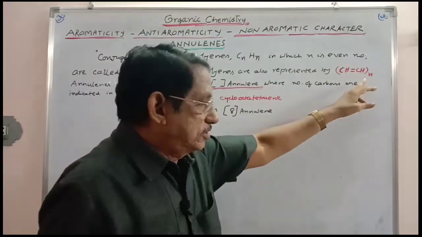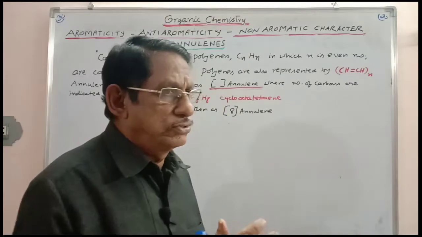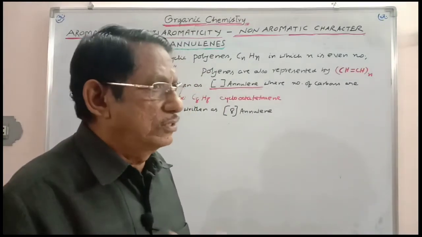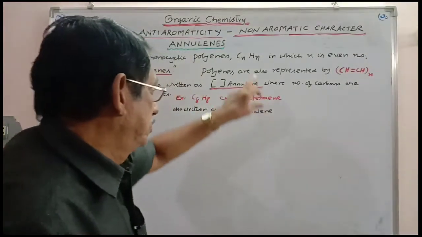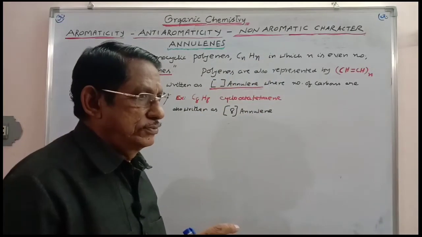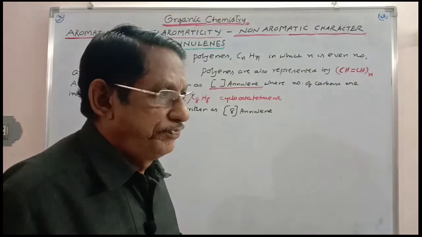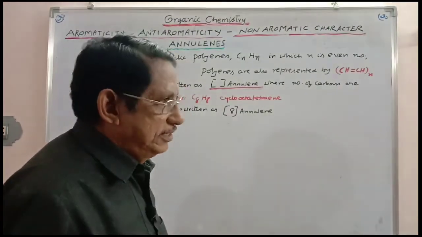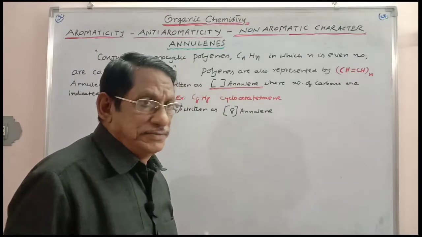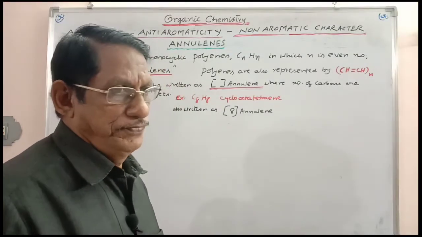As these are polyenes, these are also represented by CH double bond CH, n times. Here n starts from 2, 3, 4, etc. Already 2 carbons are there, so you will get only even numbers. And here in this case, you have to start with n equal to 4, 6, like that. Only even numbers you have to select. And these are called polyenes. In general, polyenes are also represented as annulenes.